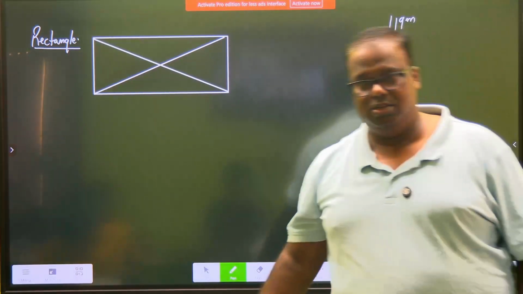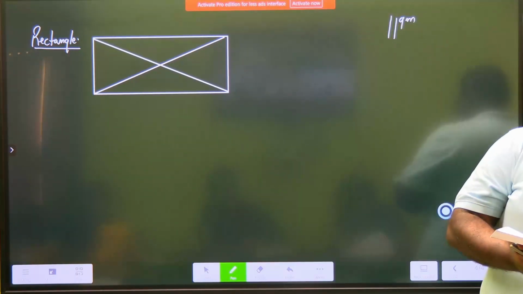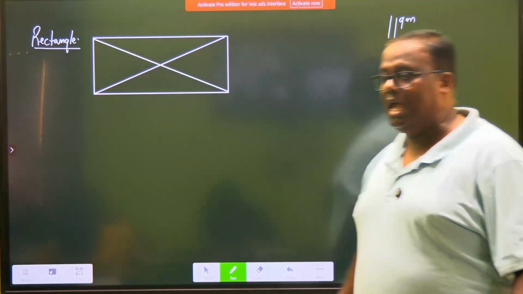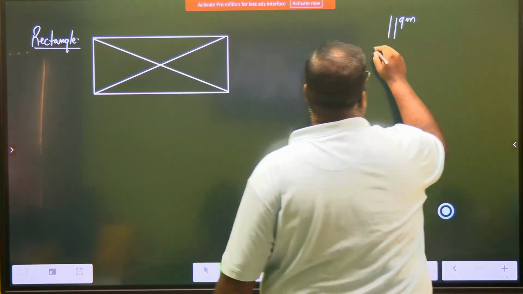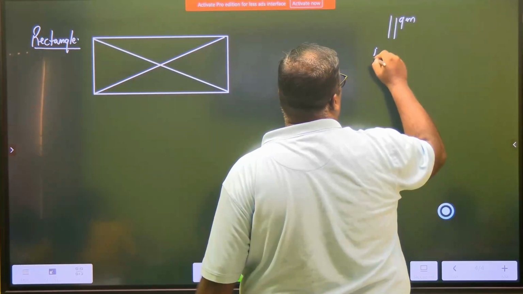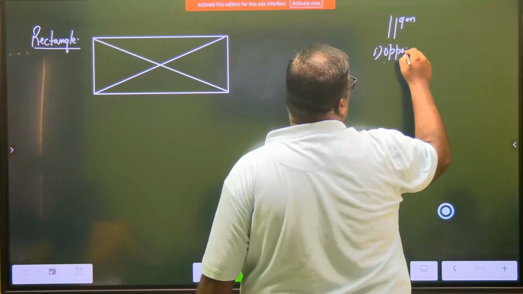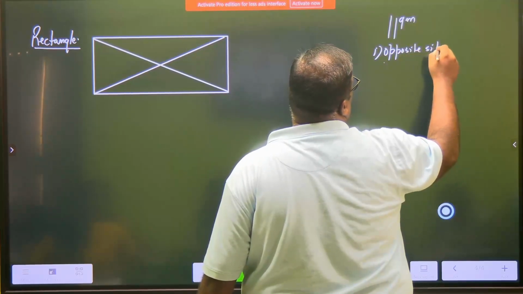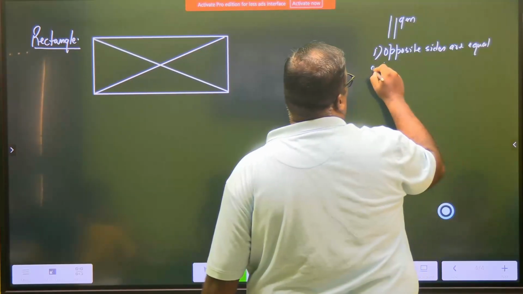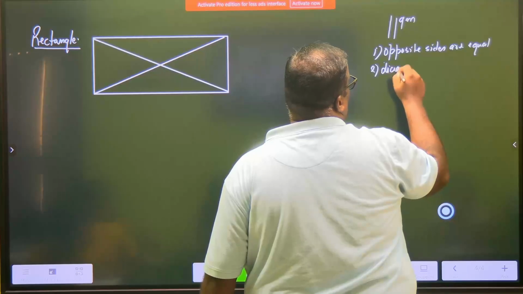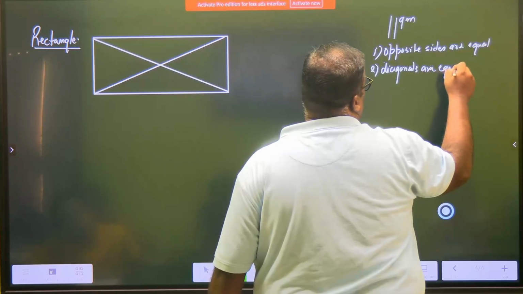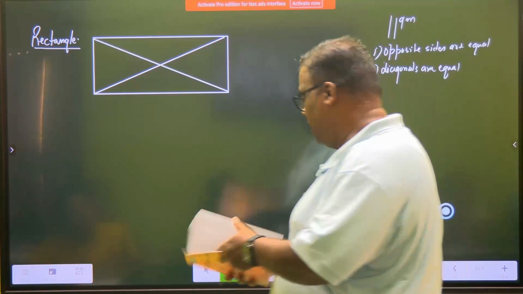4 lines form a parallelogram if opposite sides are equal and diagonals are equal. So in a parallelogram, we will say number 1, opposite sides are equal, and number 2, diagonals are equal. Opposite sides are equal and diagonals are equal.